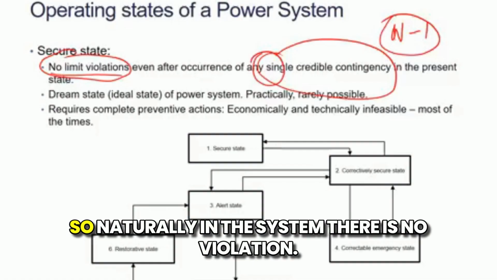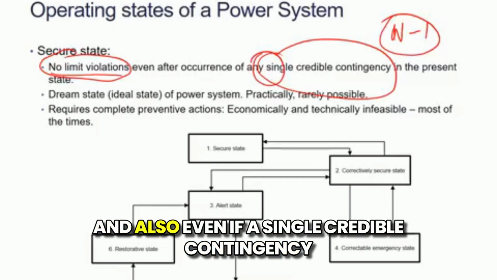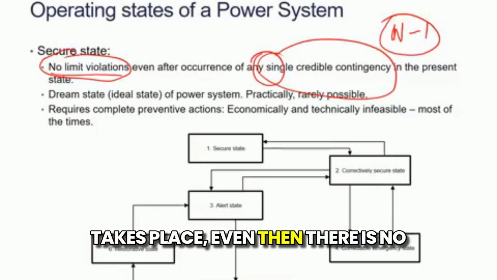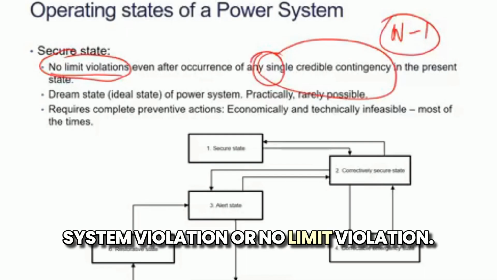Clear? So naturally in the system there is no violation, and even if a single credible contingency takes place, there is no system violation or limit violation.